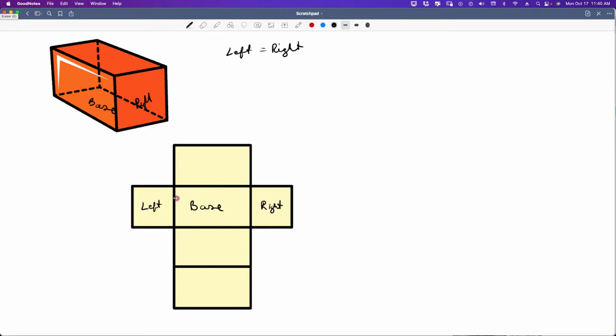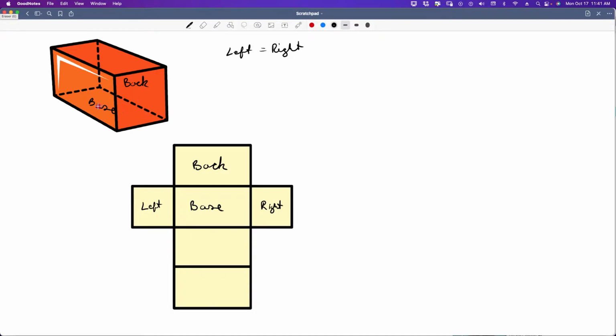So then connected to the back here, let me erase this so it's not in the way. Connected to the back of the base along this little line here, we have the back, or the back face. And the back is going to have the same length as the base right there. It's just folded up. All right, so there is that.